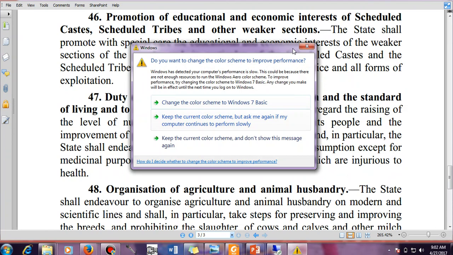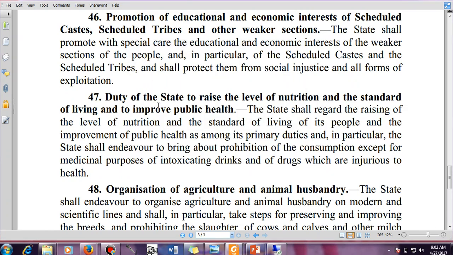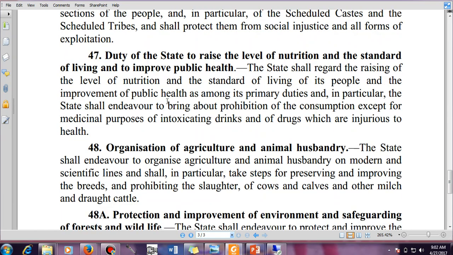Article 47 says about the duty of the state to raise the level of nutrition and standard of living and to improve public health. This is very simple, you can go through the entire article, I am not going into details. Article 48 says organization of agriculture and animal husbandry. That means we can promote these things so that we can generate employment, and we can do improvement for the weaker section of the people.